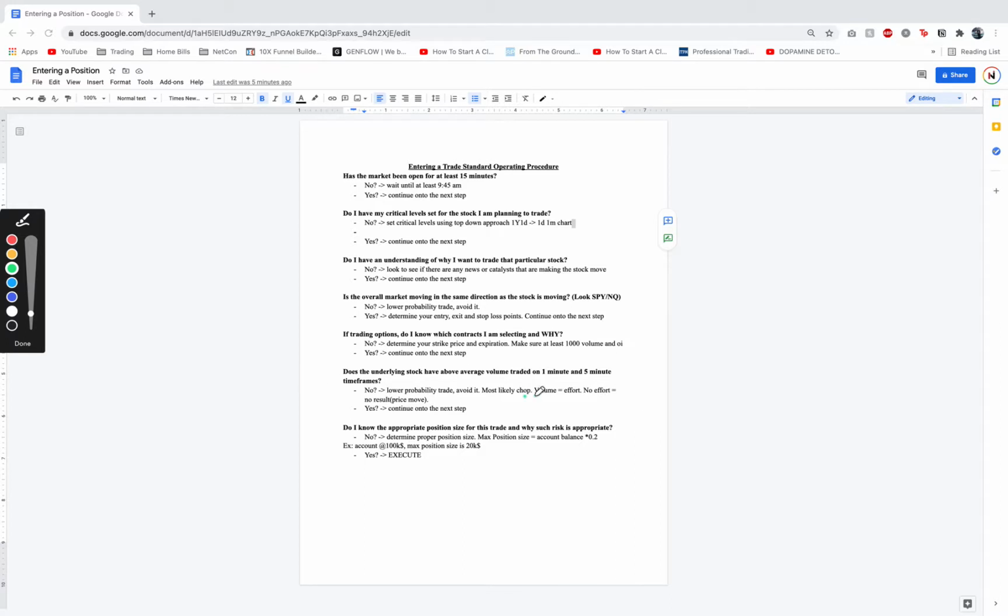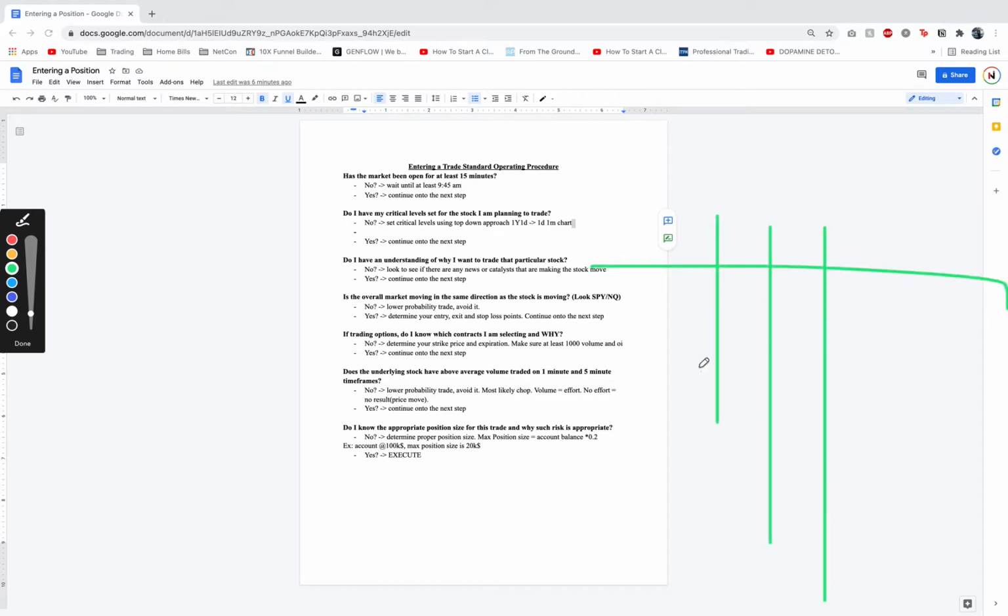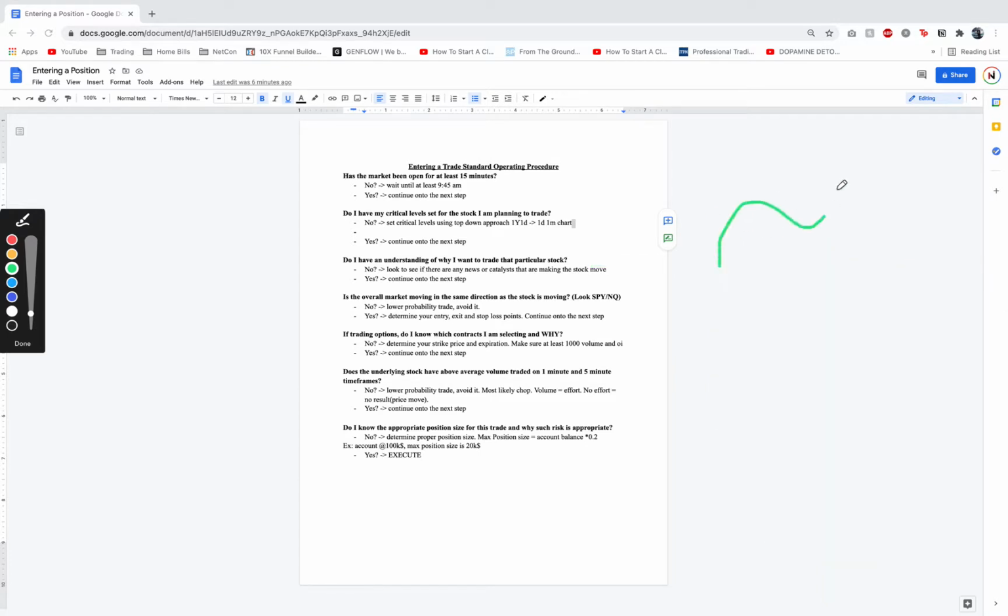So if there's low volume, volume is pretty much like effort. Buyers and sellers are showing you how much effort they can put into a stock. The higher the volume, the higher the effort. And if there's no effort, there's no result. What I mean by this is if there's no high volume or high effort for a stock, that means it's very unlikely that the stock is going to move fast or aggressively or a lot, right?